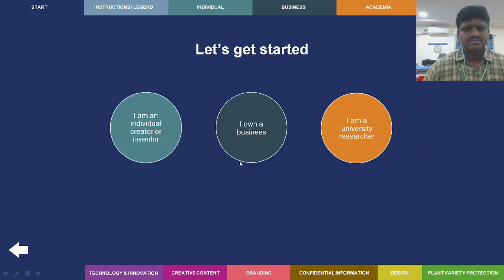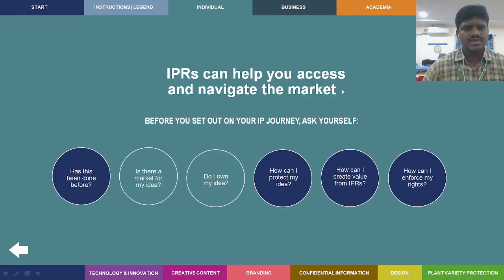Suppose now you are an individual, okay, IPR can help you access and navigate the market. Before you set out on your IPR journey, we have to ask ourselves, has this been done before? First you have to check that before going to the IPR, the intellectual property right. Understand? So what we have to do? First you have to find whether it is available or not.